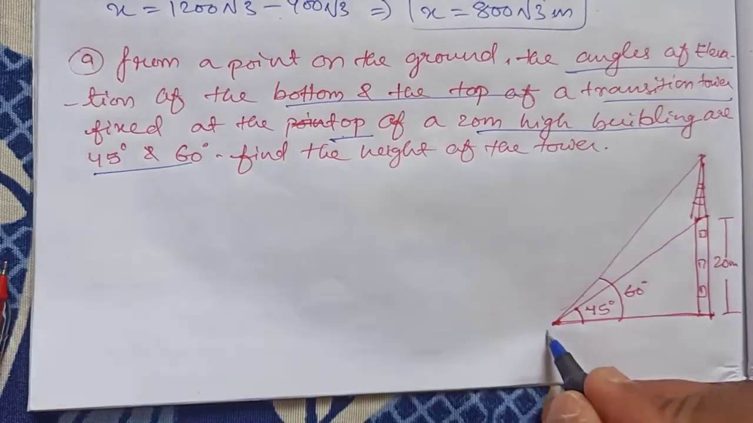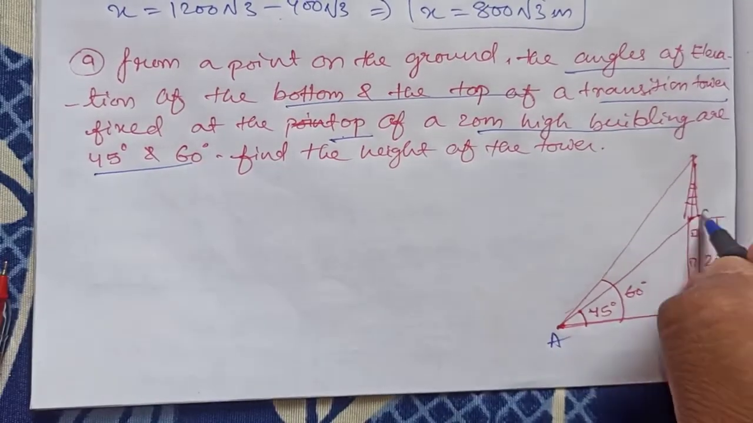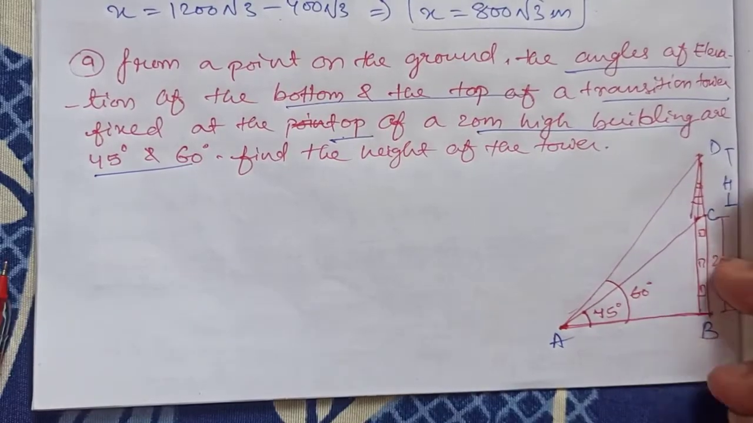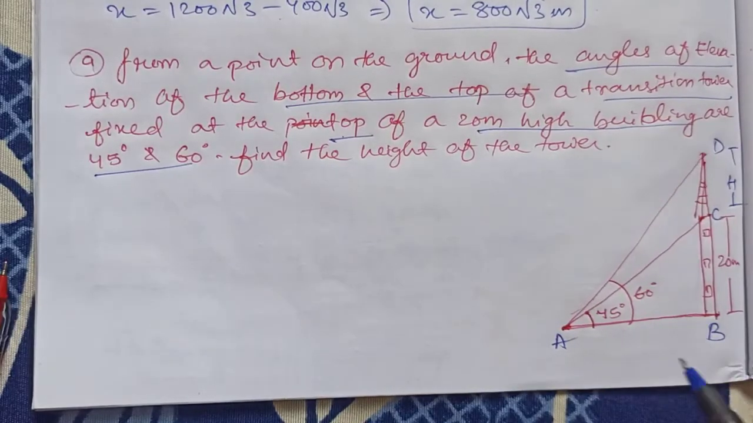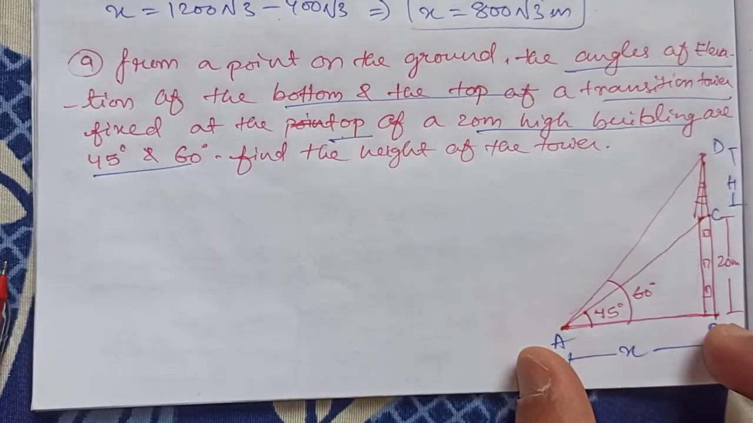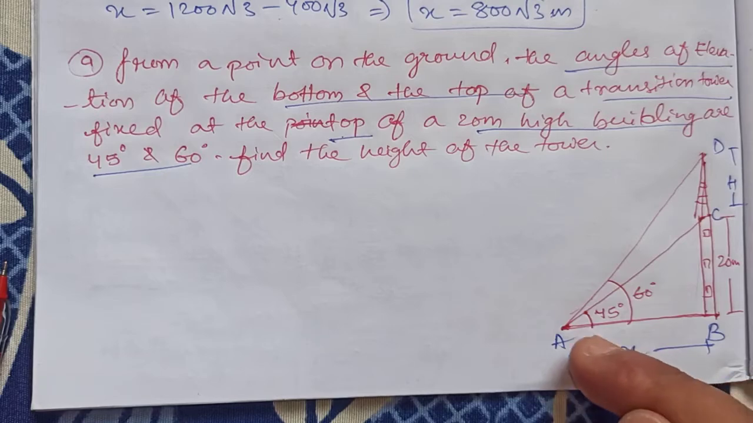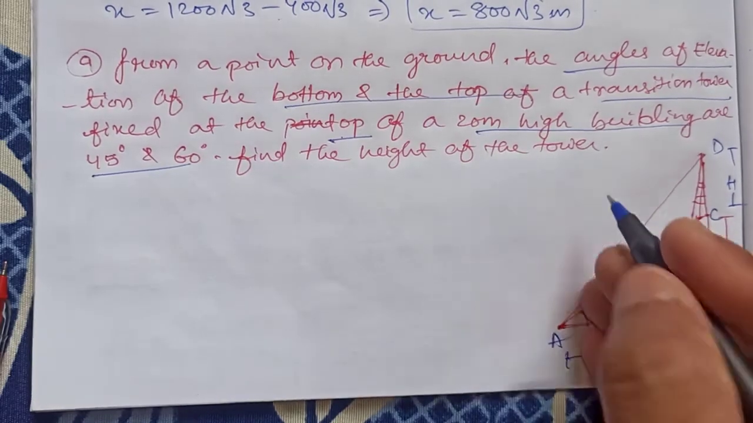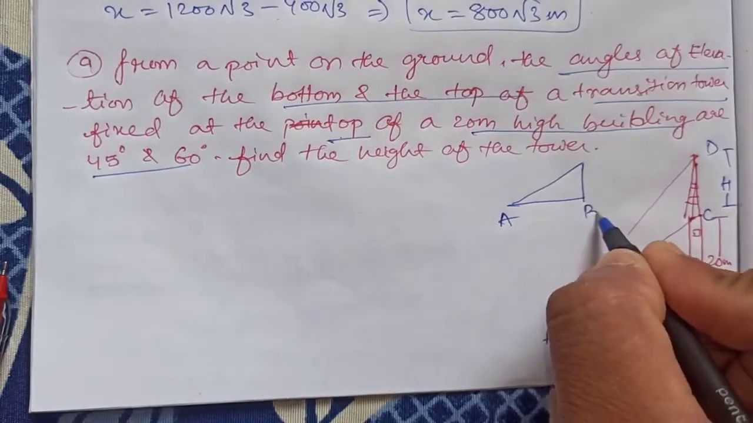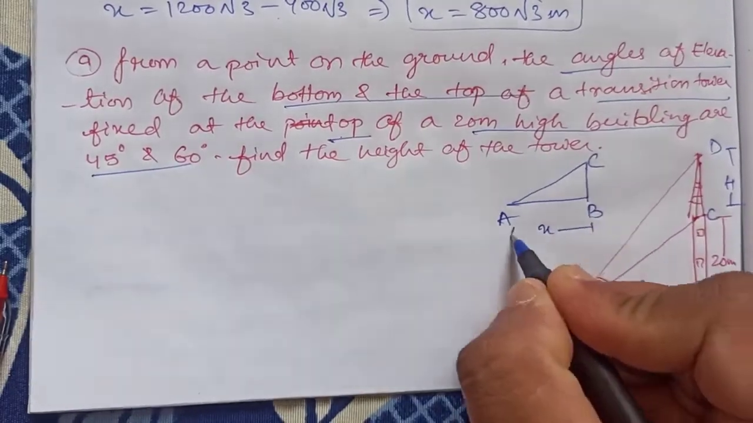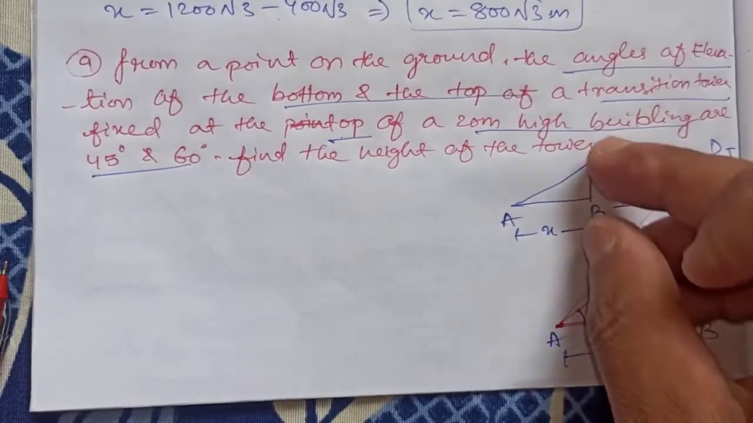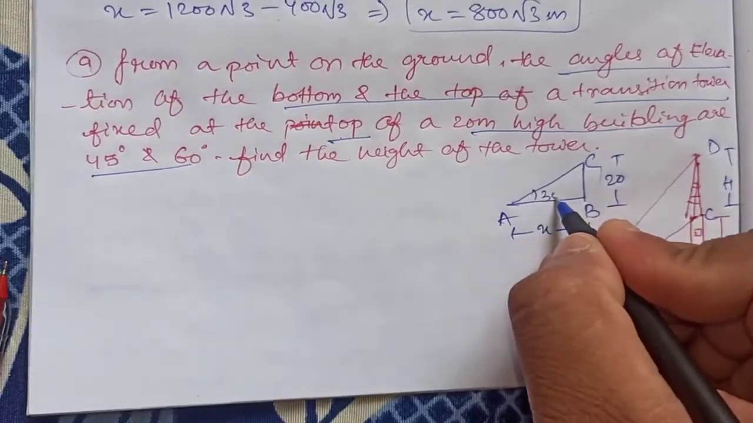Okay, so we will write here A, B, C, D. This we will take as H, because we have to find out the height of the tower. Now this length is X we will take. So first of all we will take the smaller triangle. One more diagram I am drawing here. This is A, B, C. This length is X. This is 20 meter, and this angle is 45 degree.